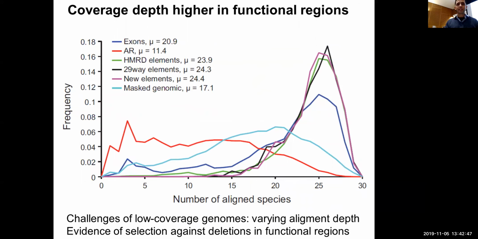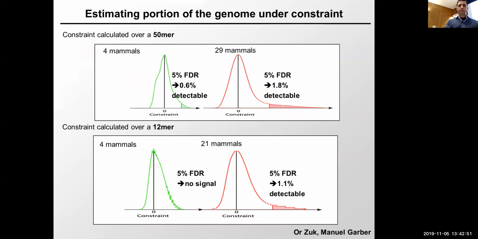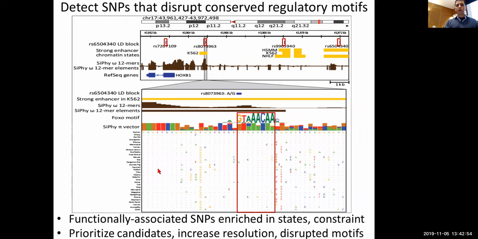The other thing we notice is that even if you just ask, when I build my alignments, is there even an alignment in each of the species? The fact that there is an alignment already tells me that that region has not been lost.